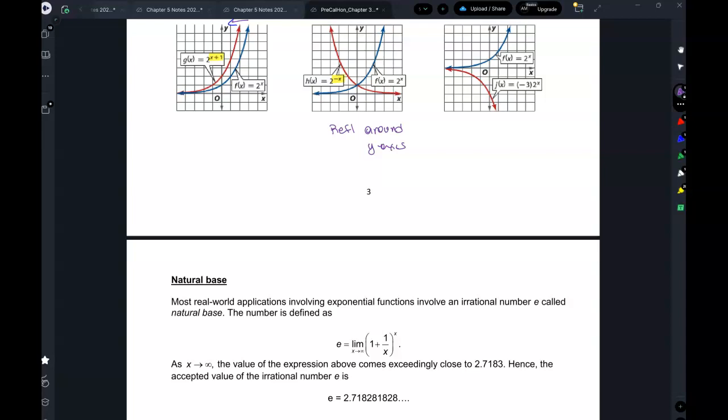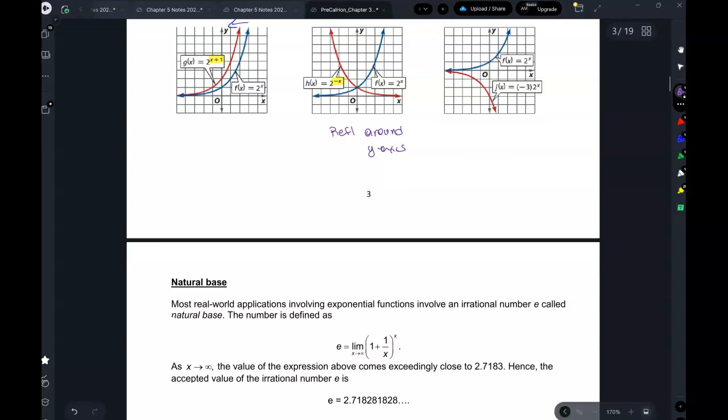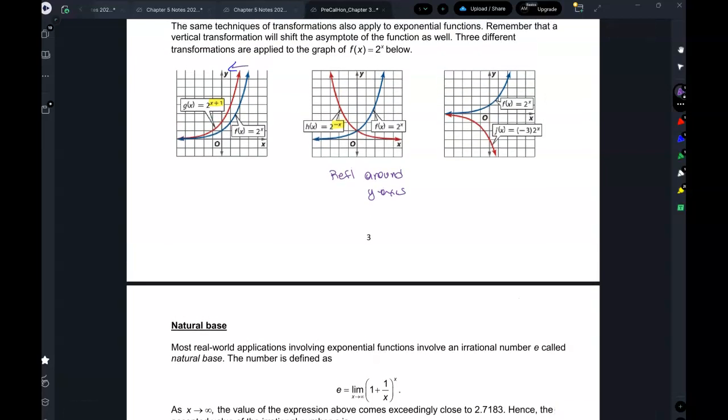So 2 to the x plus 1, what is that? It shifts it to the left 1 unit. And then if you have a negative out front, this is a reflection around the x-axis. But notice here, growth stays growth.